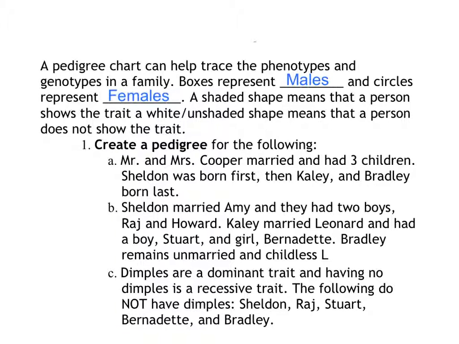Now, pedigrees. A pedigree chart can help trace the phenotypes and genotypes in a family. Boxes represent males and circles represent females. A shaded box means the person shows the trait, and a white unshaded box means the person does not show the trait. Now we're going to create a pedigree.